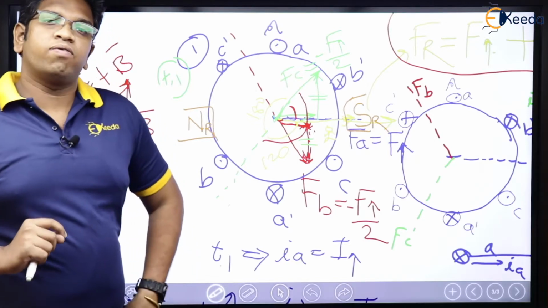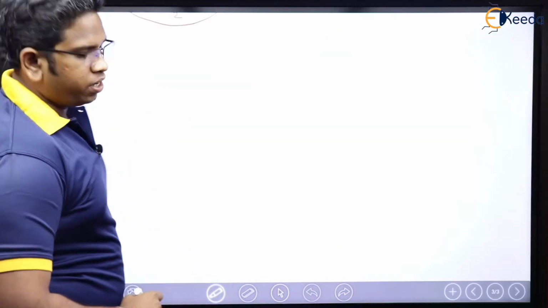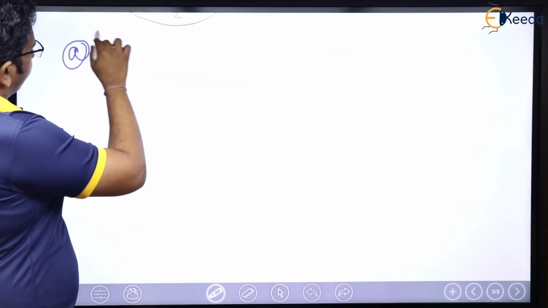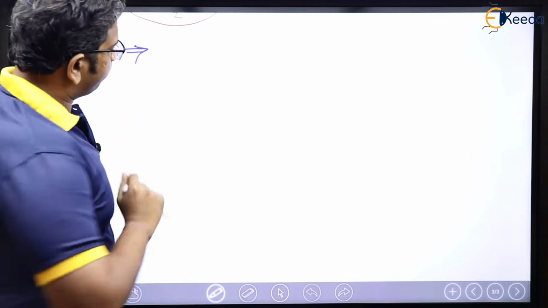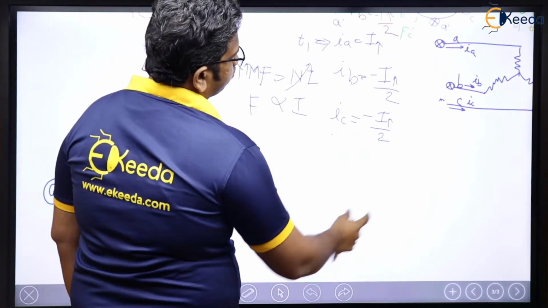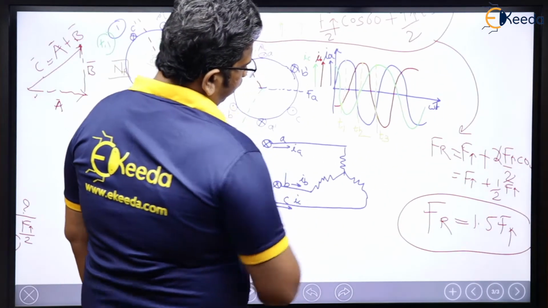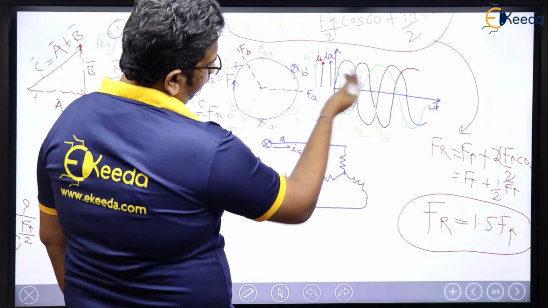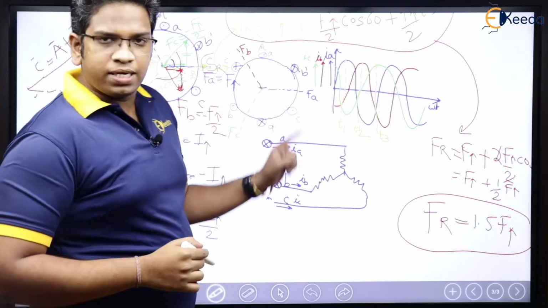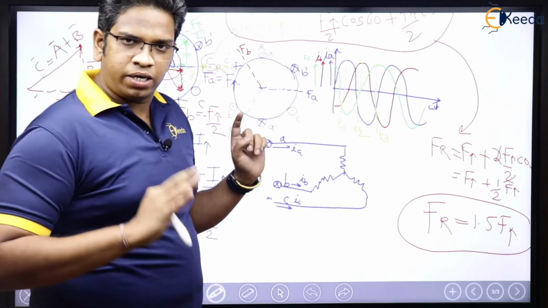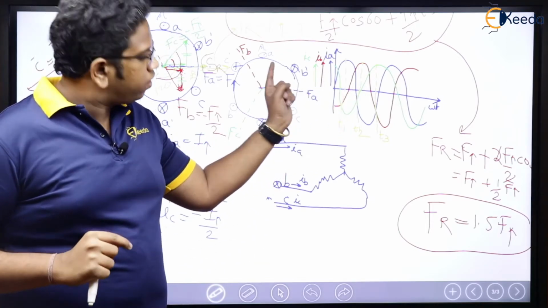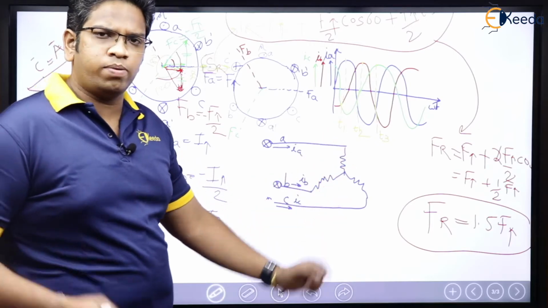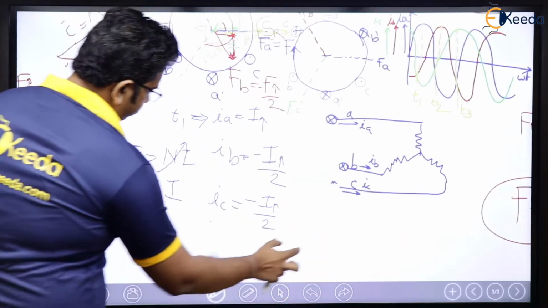Now let us see what happens at T2. Let me have at T2 what is happening. This you will be able to do very fast. See here at T2. At T2 if you see what is there, IB is maximum. What is IB? IB is going to be maximum at T2, which means IC will be half of negative maximum, IA will be half of negative maximum. Let's draw it. See.